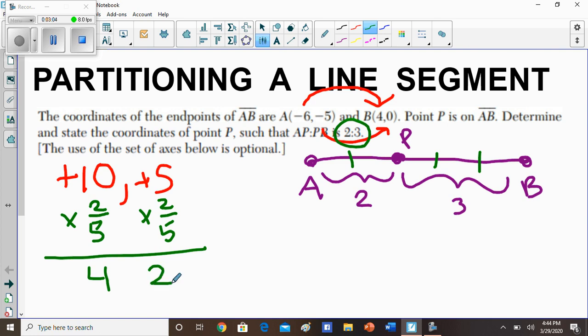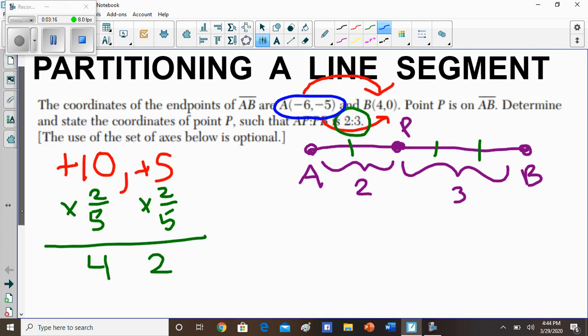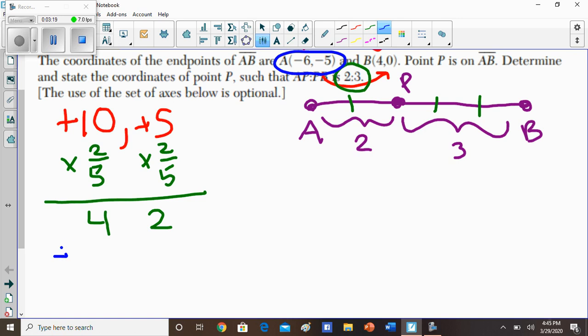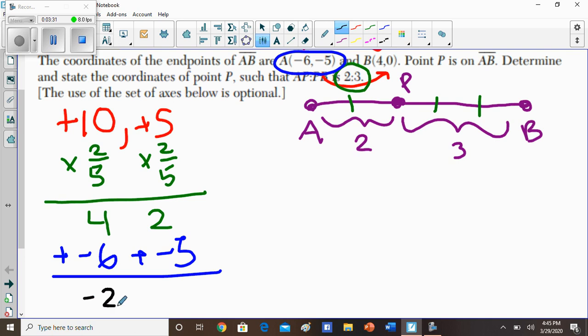So again, find the difference and then multiply by the fraction. After you multiply by the fraction, your final step is to add the first point. Our first point is (-6, -5). So I'm going to add -6 to the 4, and add -5 to the 2. Once you do that, that will give you your final answer. So 4 plus -6 is -2, and 2 plus -5 is -3. So that would be the coordinates of point P.